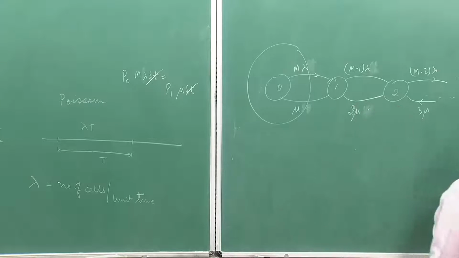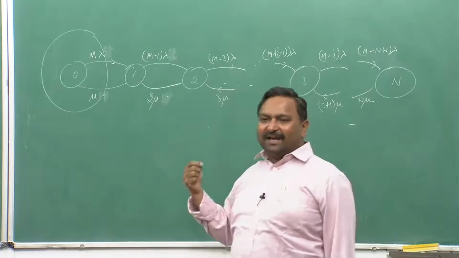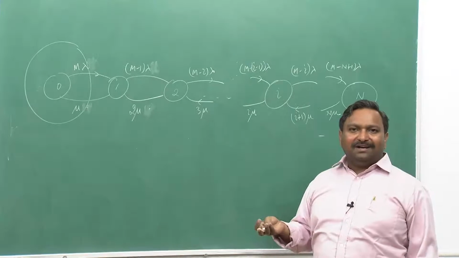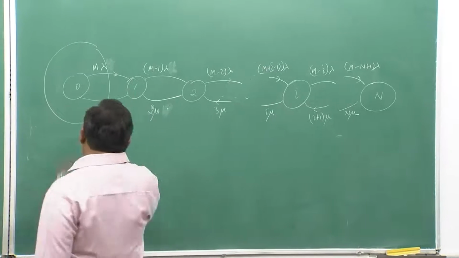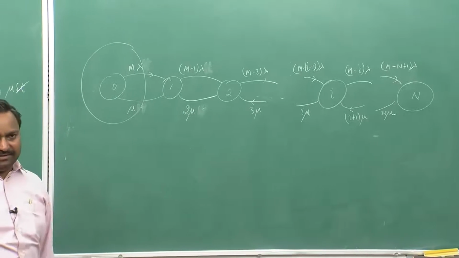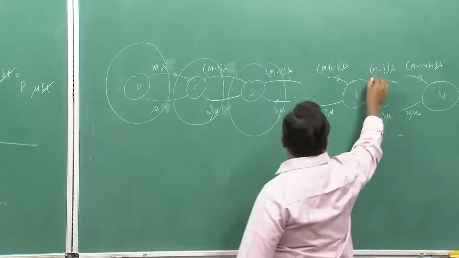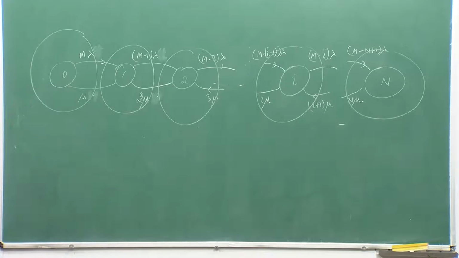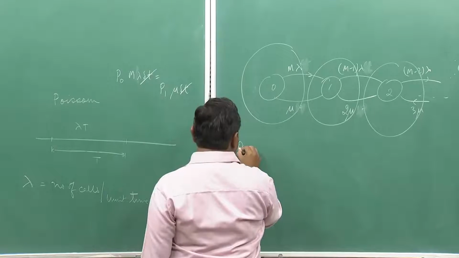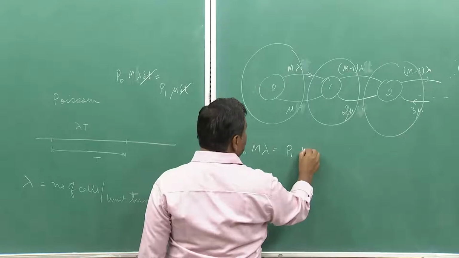My idea is that I want to figure out the probability of being in each state. Once I know the probability of being in each state, I can find out the probability of being in state n, which is the blocking probability of this system. So let us write down the balance equation. I can write it in many ways. One of the possible ways is this: I can take a closed surface around every state and then write down the balance equation. So the balance equation around 0 will be P0, the outgoing rate is m lambda, and this should be equal to the incoming rate, which is P1 mu.